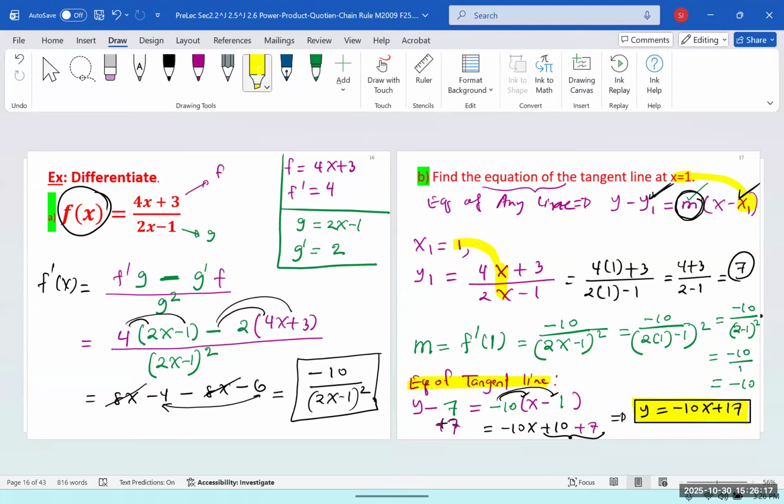So if they say only find the derivative, they will say find the derivative or differentiate. And if they want you to find the equation of the tangent line, they will say find the equation of the tangent line at this point for this function. So once you find the derivative, you need to find your slope by substituting the x value into the derivative. Then you need to find the y value by substituting x into the original function. Once you have both numbers, you substitute into the point-slope format and then solve for y. Any question?